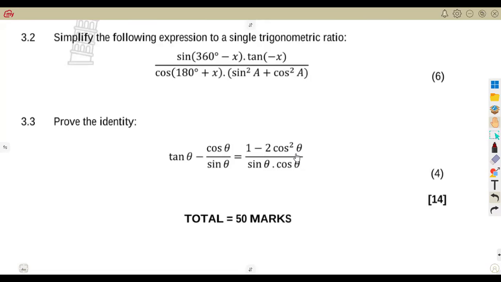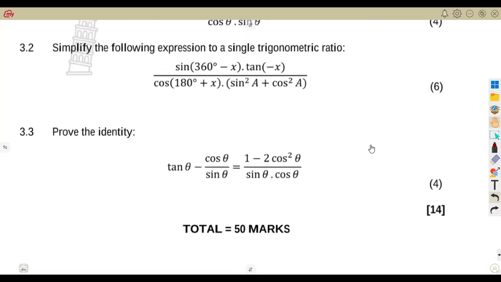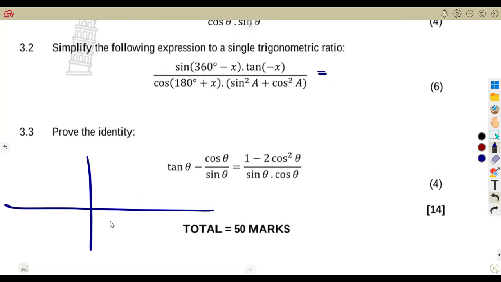Simplify the following expression to a single trigonometric ratio. So we need to apply our ratios in as much as we can. Remember your positive and negative angles. Sine of 360 minus x. From our reduction concept, 360 minus x is an angle which lies in the fourth quadrant. Remember from the CAST concept, let me also present this. In terms of the positive angles, this will be x, this will be 180 degrees minus x, this will be 180 degrees plus x, this will be 360 degrees minus x.